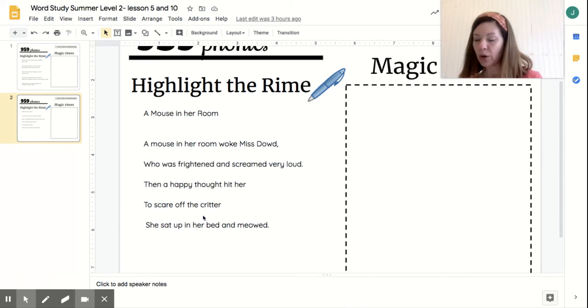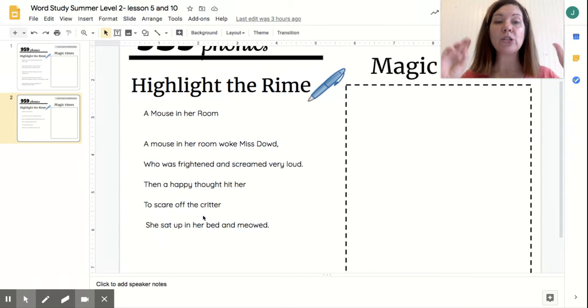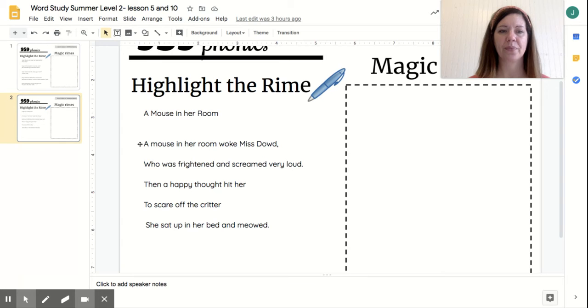Okay, so now we're going to read that together. But as we do that, we're going to highlight some magic rhymes. So you will need a highlighter or a marker or a pen to do this work. Let's read the title first. A Mouse in Her Room.